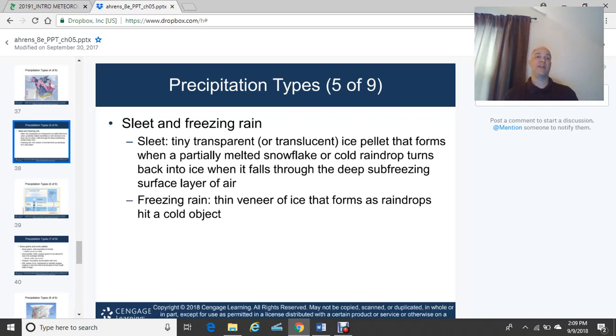So freezing rain could be very deadly, not only for power outages, which could be a major impact, but also for accidents in the United States, with people driving on basically ice rinks.